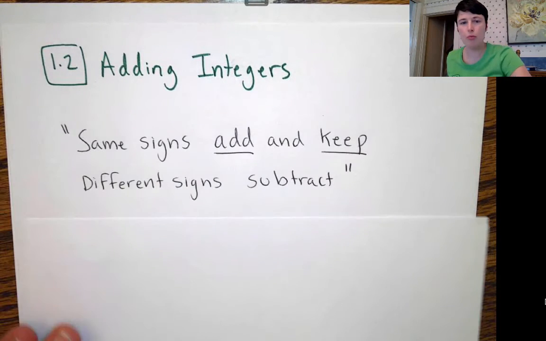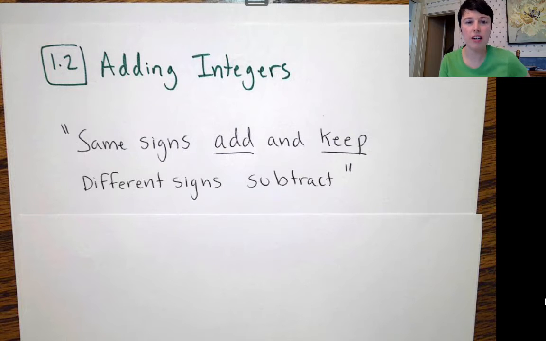So here is the rule that we try to stick to, at least in our classroom. Same signs, add and keep. Different signs, subtract. I put it in quotes because in class a lot of times we'll chant this out loud and say it over and over. And to be truthful with you, the more you say it out loud, the more it's going to stick in your head. You're going to be able to remember that rule.